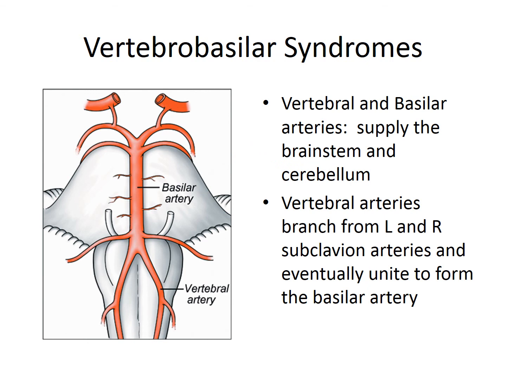To conclude this lecture, we're going to finish with vertebrobasilar syndromes, and this picture here is a good depiction to give you an idea of, again, that arterial flow. You have vertebral arteries that branch from the left and the right subclavian arteries. They eventually unite to form that basilar artery, so you can have different infarcts or strokes in the area that would cause a number of different vertebrobasilar syndromes, and we'll get into those now.